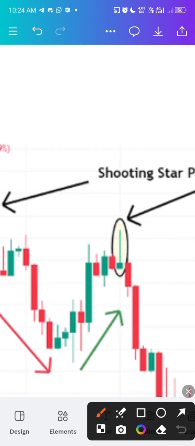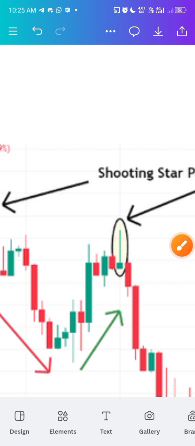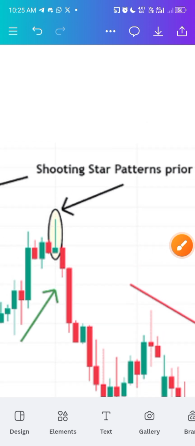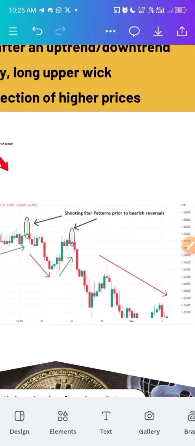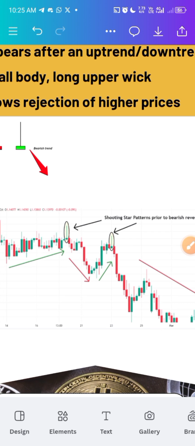Now let's look at another one as well. If you look at this one, this is another shooting star. After this formed, there was no retracement; the market continued to go down. So you would have missed this one if you were waiting for retracement. So let's look at it again. Okay, there's no other one here. So those are the examples of shooting stars in the market.